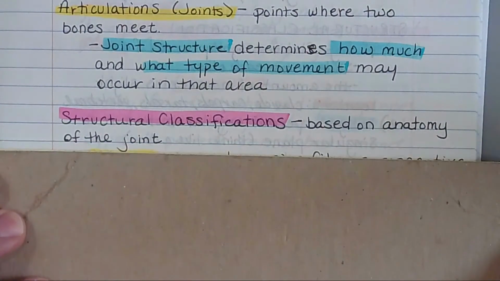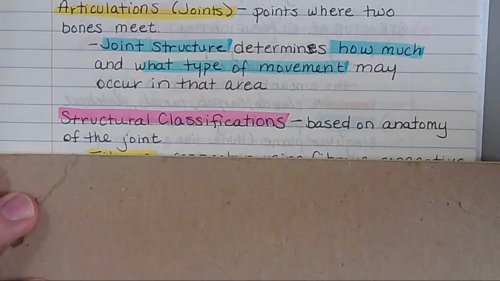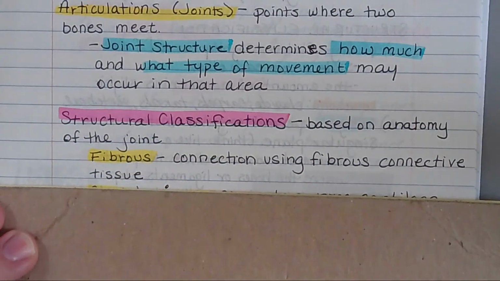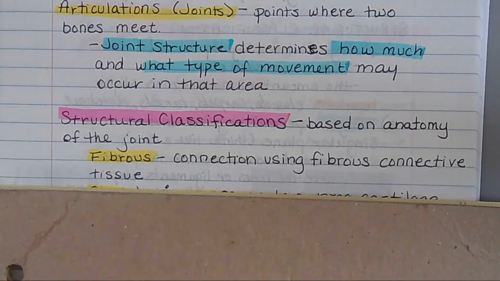Okay. All right. So in this video, we're going to look at different structural classifications of joints. So what are the things that actually define the joint as a whole? Again, a structural classification is just based on the anatomical structure of the joint, just like how it's put together. And there are several different types. So the first type, and one that you have looked at already, is the fibrous articulation. A fibrous joint or articulation is a connection that uses fibrous connective tissue.